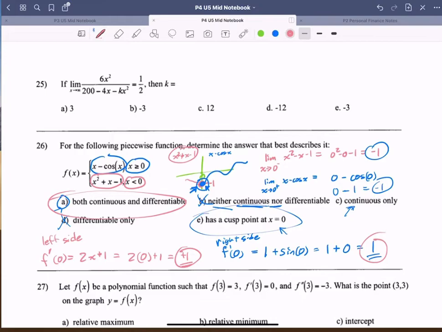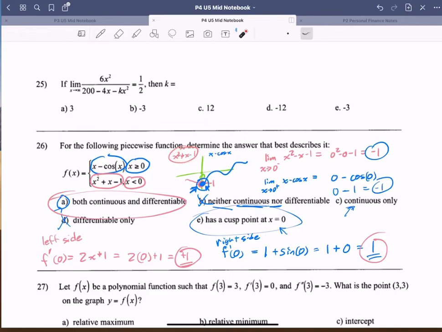Now, I hope that your question is, well, what if they didn't equal? Well, it wouldn't be a cusp. It would be a sharp point. A cusp goes like this. It kind of looks like that. That's what a cusp would be. A sharp point goes like this. So that's not a cusp. So it would have been continuous only if this was minus and this was plus. But no, this is our answer. Looks like I messed up on copying the rule. That was kind of dumb.